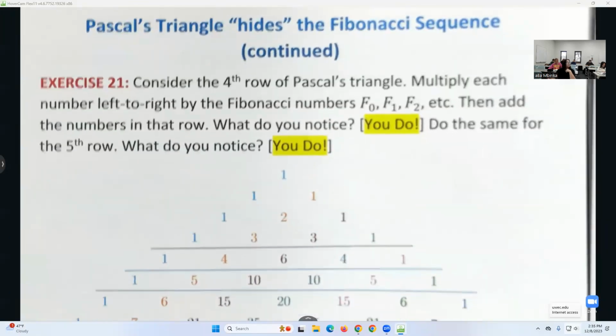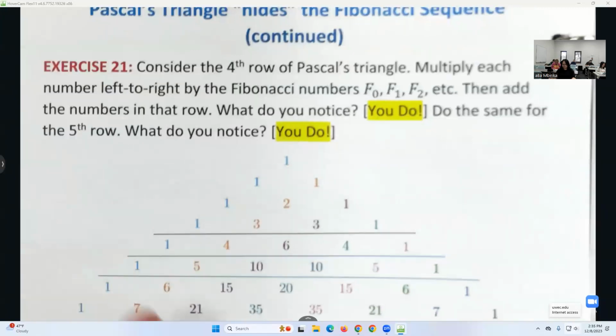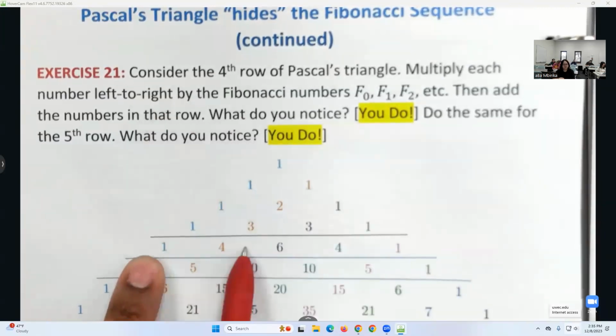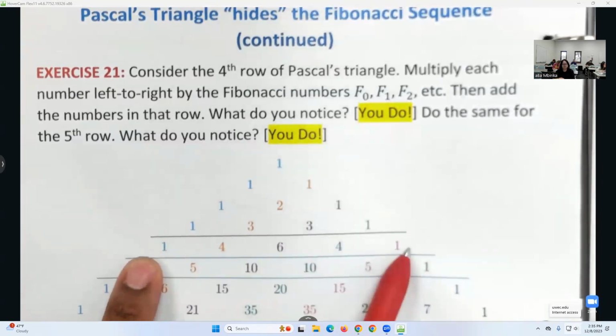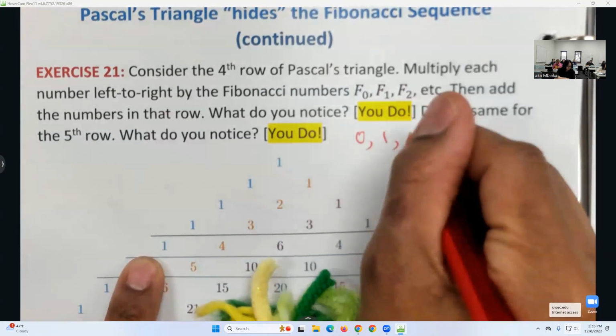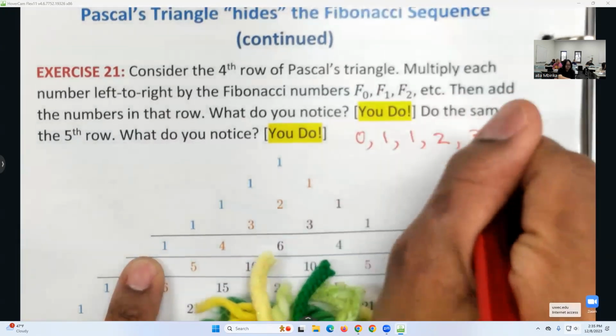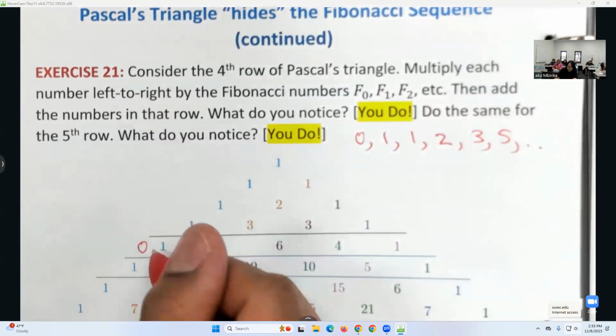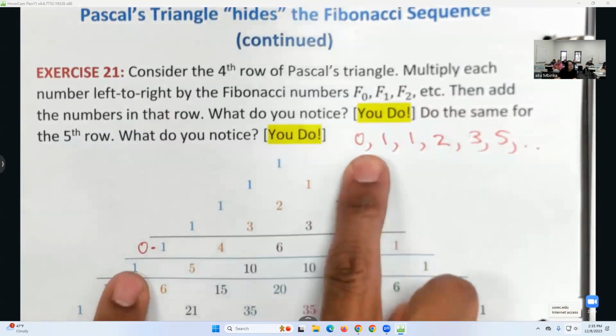Okay. Second to last page, more hiding in the triangle. Again, it's super not hiding. Let's go to the fourth row here. And I'm going to multiply left to right these 1, 2, 3, 4, 5 numbers with F0, which is 0, F1, F2, F3, etc.